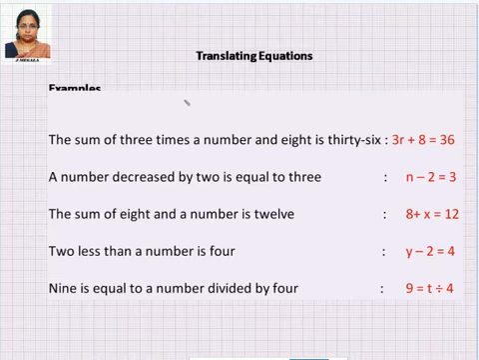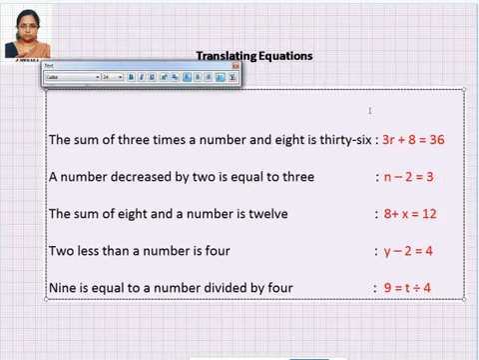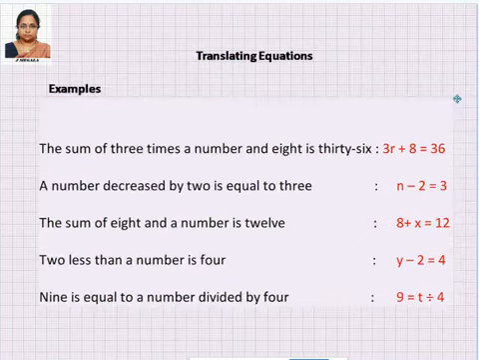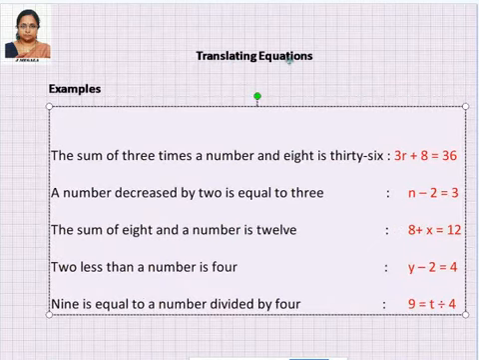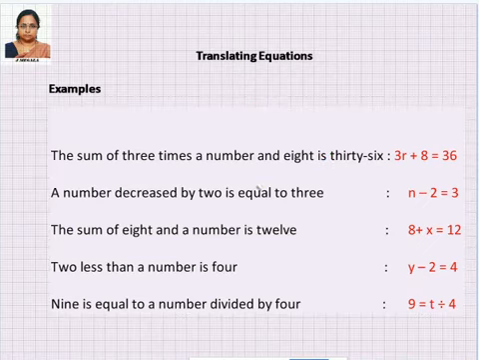The translation of equations is quite important, because the problems will be given in the form of words, and you have to convert them and write them in the form of an equation. So you have to know how to write it as an equation. The sum of 3 times a number and 8 is 36. The word "is" is always replaced by equal to. So "is 36" becomes equal to 36.